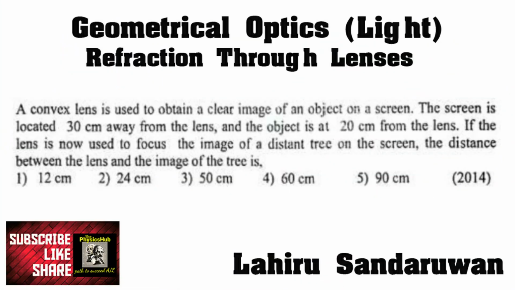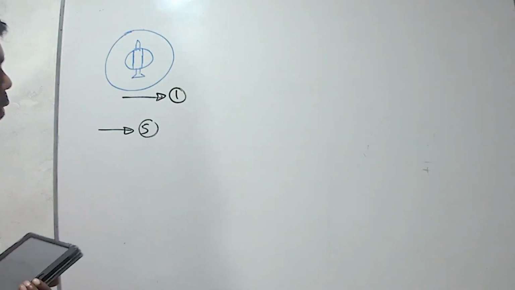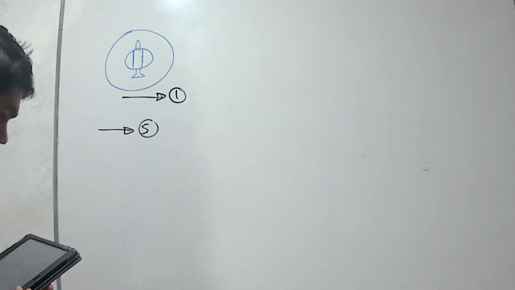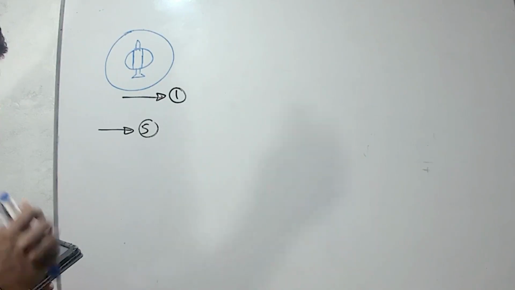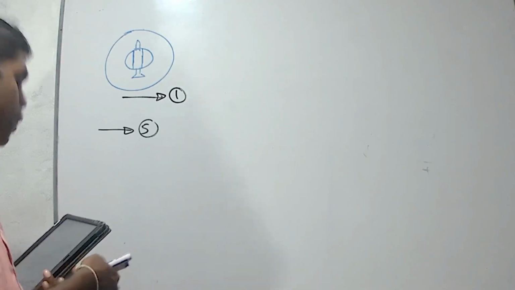A convex lens is used to obtain a clear image of an object on a screen. The screen is located 30 centimeters away from the lens and the object is at 20 centimeters from the lens. If the lens is now used to focus the image of a distant tree on the screen, what is the distance between the lens and the image of the tree? When using a lens to focus a distant object, the distance between image and lens should be the focal length. Therefore, we have to find the focal length.